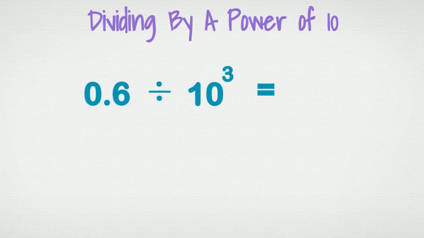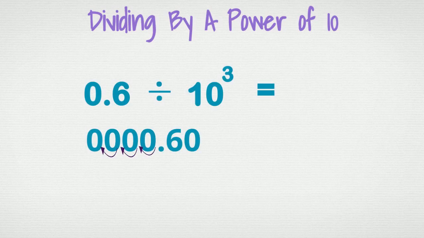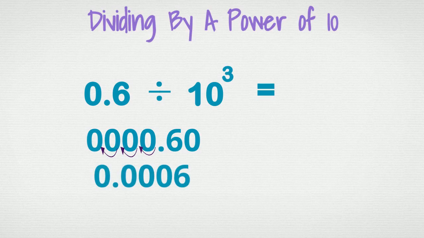Another example, 6 tenths divided by 10 cubed. Again, we take the 0.6, we move the decimal to the left 3 times as our exponent index tells us to. We fill in the spots with zeros and our number becomes 0.0006 or 6 ten-thousandths.